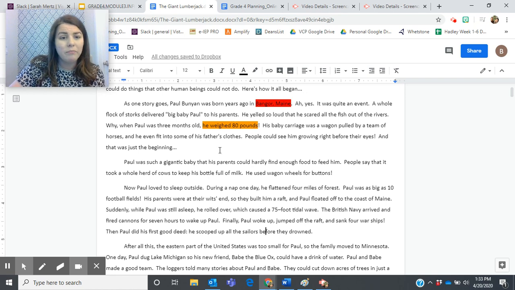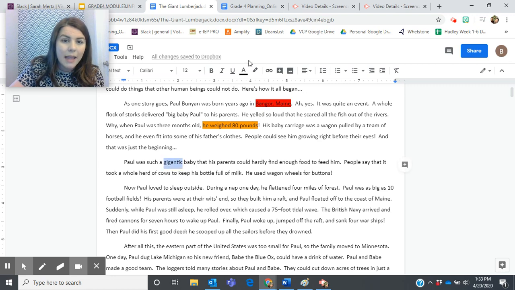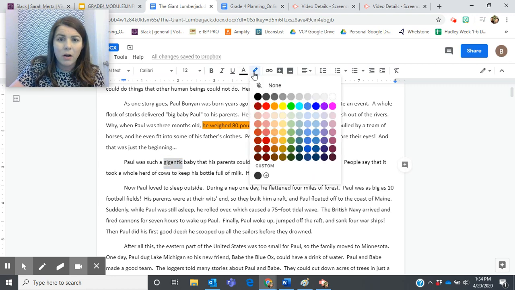So let's keep reading. Paul was such a gigantic baby that his parents could hardly find enough food to feed him. People say that it took a whole herd of cows to keep his bottle full of milk. He used wagon wheels for buttons. I'm going to stop. Have I learned anything new about the setting? Nope. Have I learned anything new about my talking characters? Well, I have another clue here that he was humongous. I am going to highlight that. I already have it written in my organizer, though.